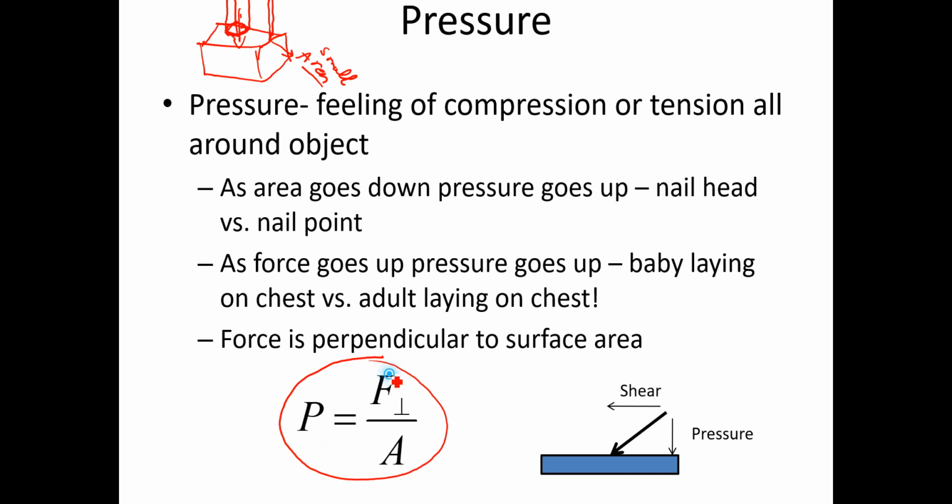Now, what was the unit for force? The unit for force was Newton. The unit for area is meter square. The unit for pressure will be Newton per meter square. Newton per meter square is also called Pascal. We show it with Pa, and this is called Pascal.